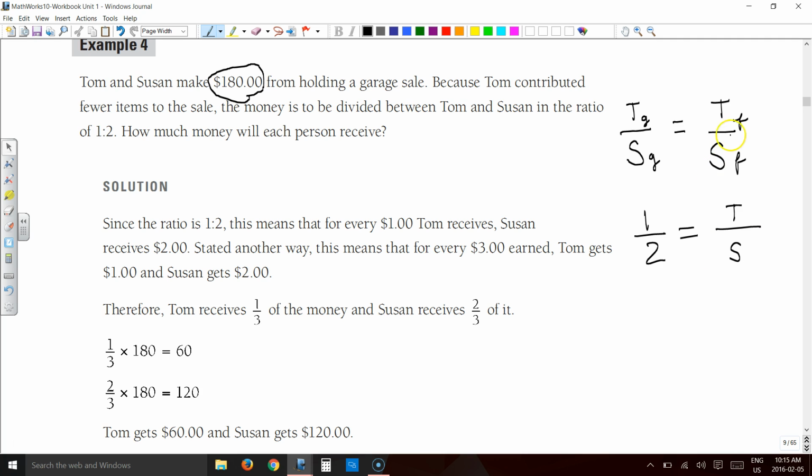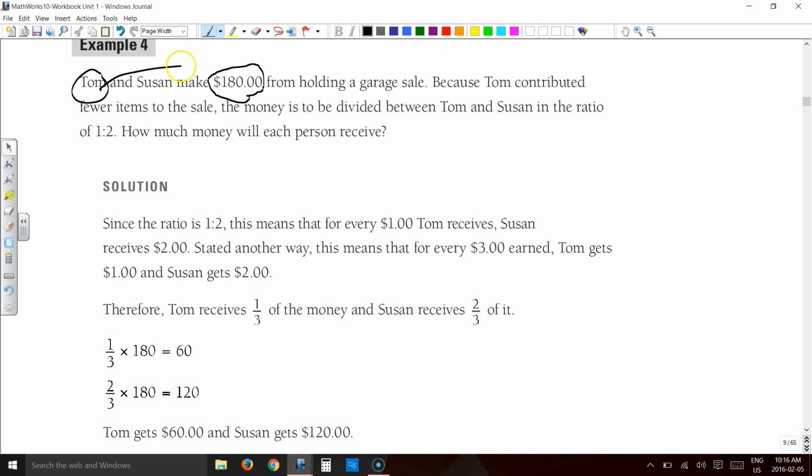I have to look at the information that's given. They have not given me any one of these over here. They have given me the $180 total. So let's try a different formula here. I'm just going to erase all of this and try something a little different. That's what makes this question different than the ones you've already done. In this case, you're comparing Tom to a total, and you're also comparing Susan to a total. You're not comparing them to each other. That has to be picked up on. So here's the formula I'm going to use.